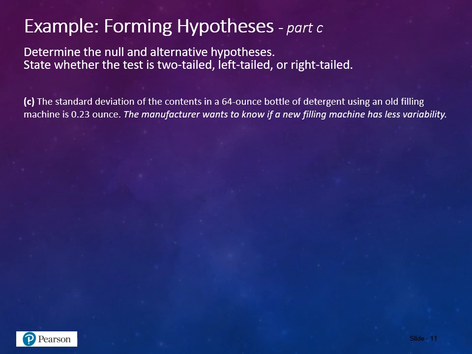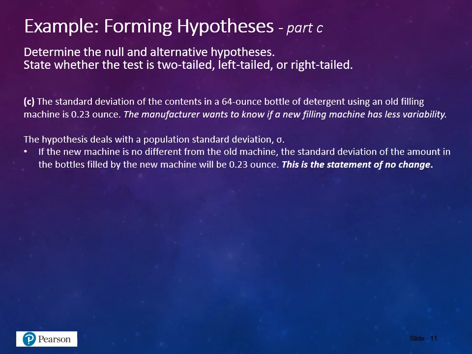That's our last example, okay? The standard deviation of the contents in a 64-ounce bottle of detergent using an old filling machine is 0.23 ounce. The manufacturer wants to know if a new filling machine has less variability. So here you have a manufacturer who's trying to make more consistent the level of contents that they put into a bottle of detergent. Okay, so here the hypothesis deals with the population standard deviation.